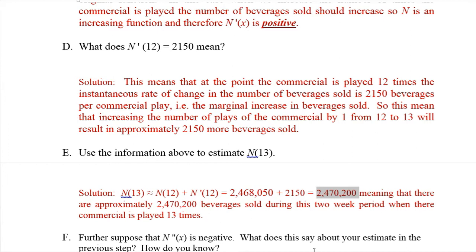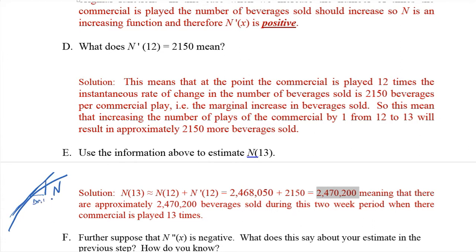Okay, so let's think about what we've got here. We've got an increasing function, so the derivative is positive, and the second derivative is negative, so that's concave down. So our function of N looks like this, increasing and concave down. Well, if you look at the tangent line, it's going to be above this. So the true amount that goes up is actually going to be less than the amount of the derivative.